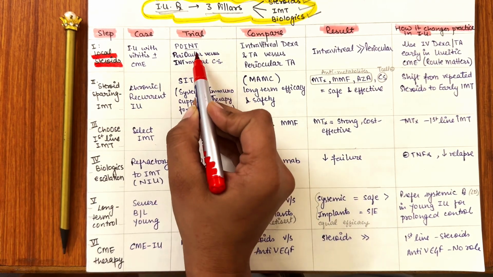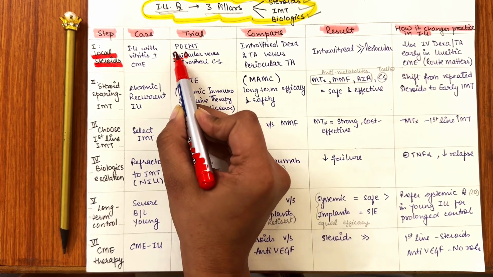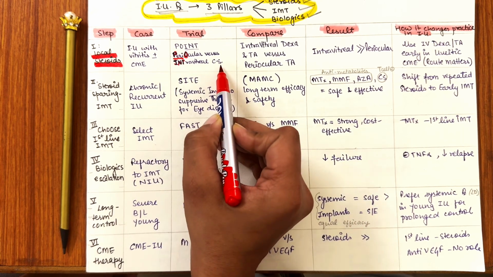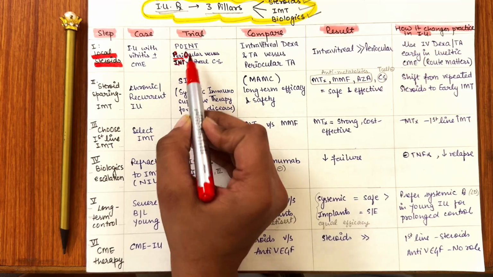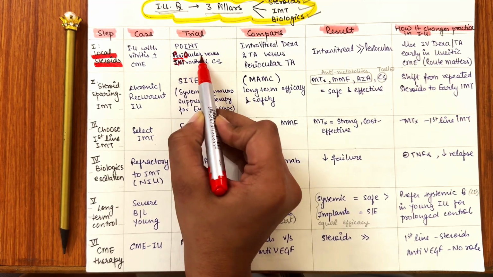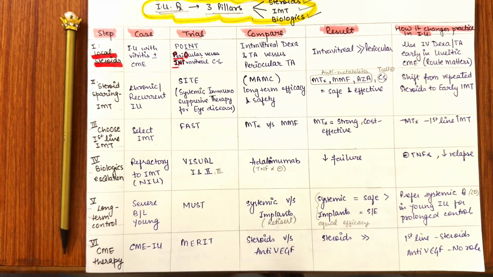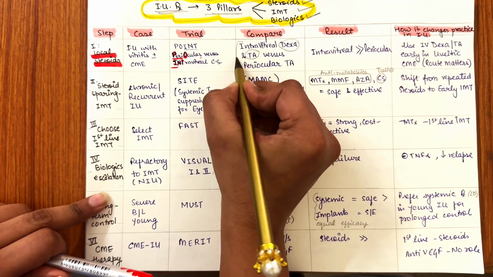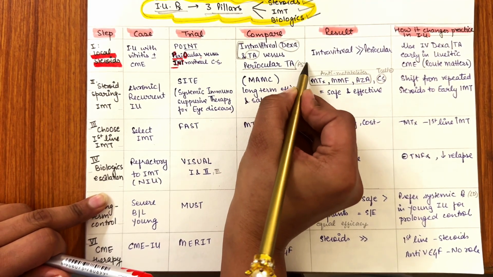So there was a POINT trial which said periocular versus intravitreal corticosteroids, right? It compared periocular steroid, which was triamcinolone acetate, with intravitreal corticosteroids, which were dexamethasone and triamcinolone acetate. So these two were intravitreals and periocular TA, which was given as PST.